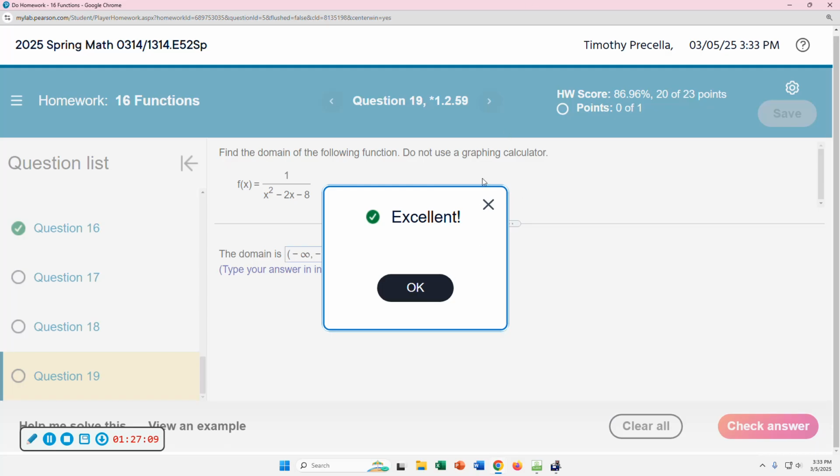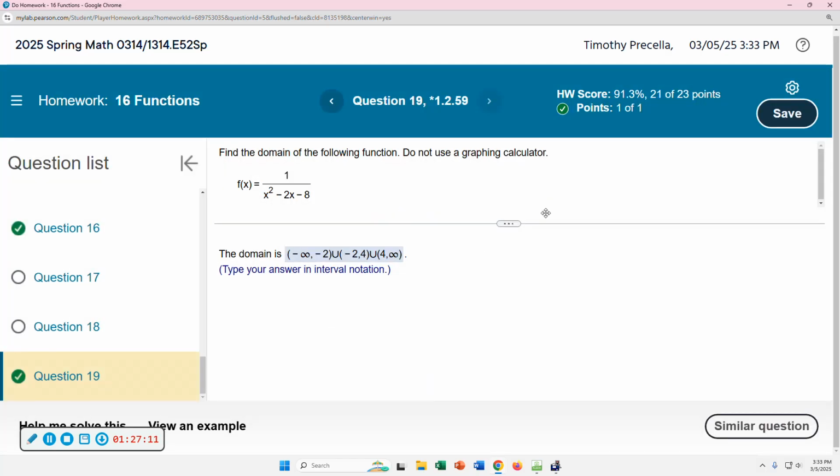If there's no fractions, no square roots, all real numbers. If your function has a fraction, that's called a rational function. Just like a rational number is another word for fraction, a rational function is a function that has a fraction.